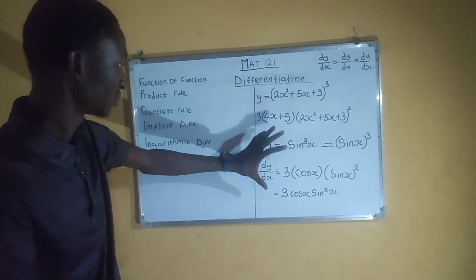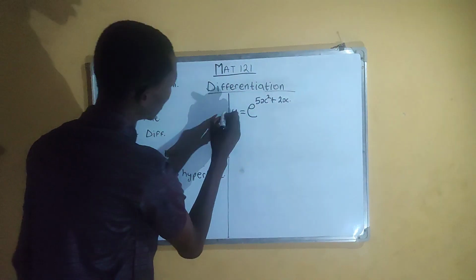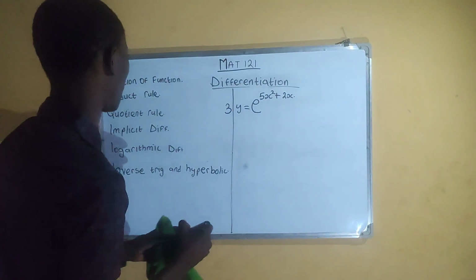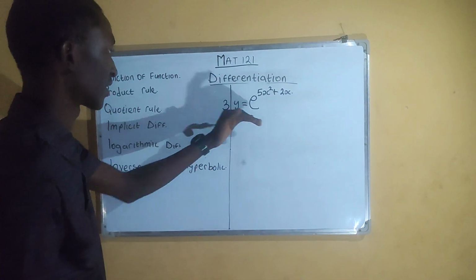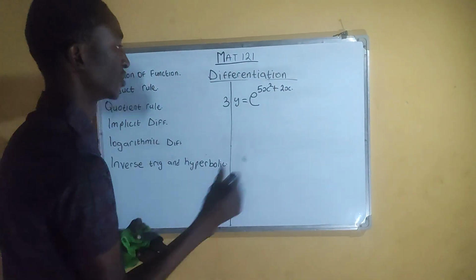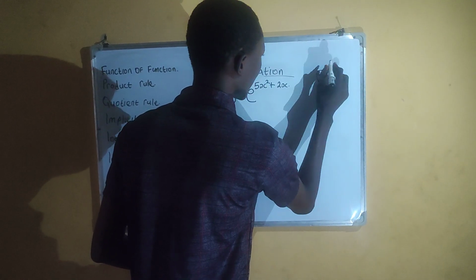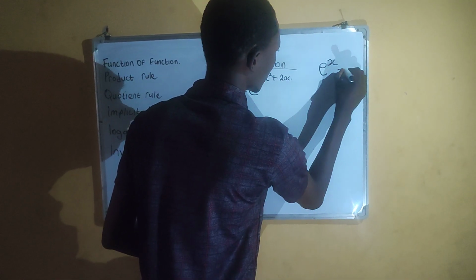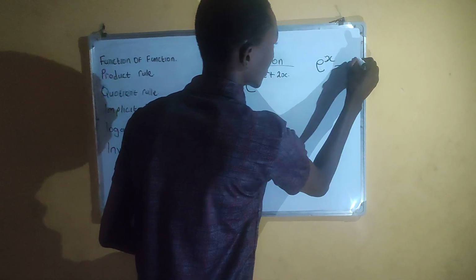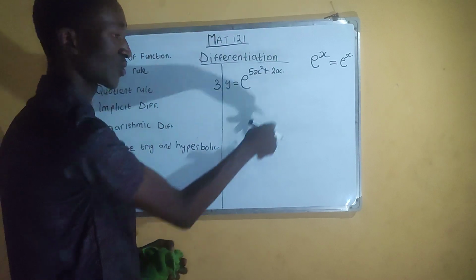This is the first question and the second example. Okay, so this is the third example under function of a function. When you are given an exponential function and you are asked to find the differentiation, note that from the normal differentiation, differentiation of exponential x is still exponential x. But in this case, it's not x that is here, it's 5x squared plus 2x.